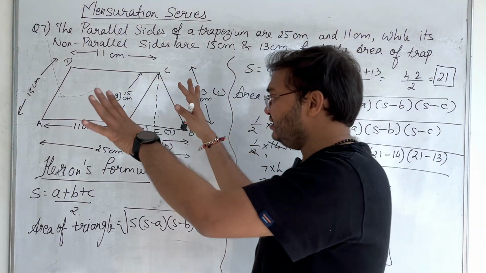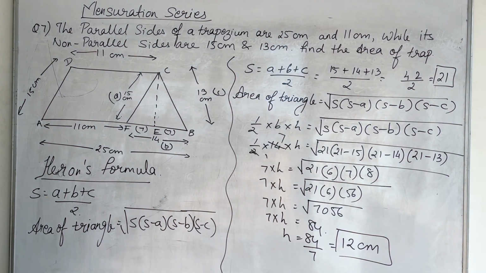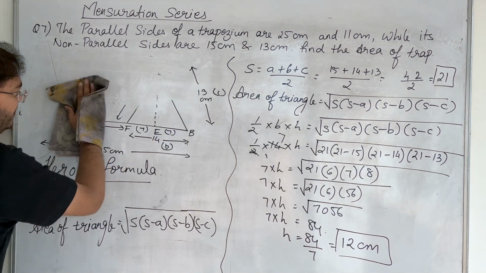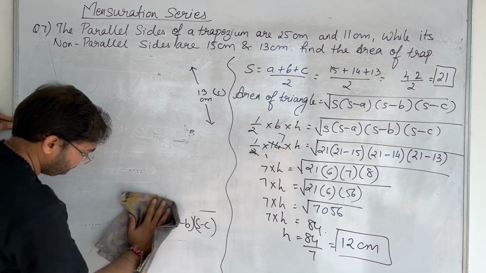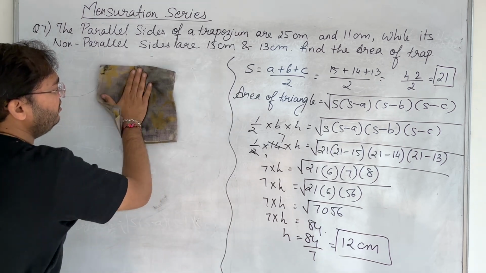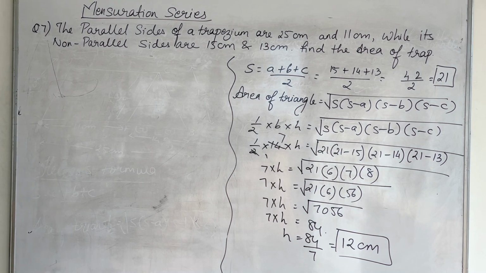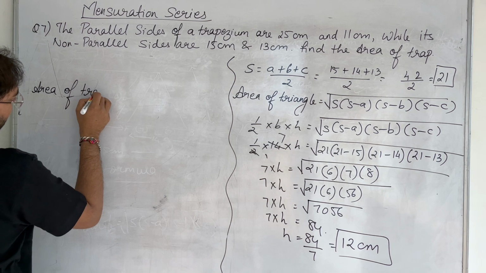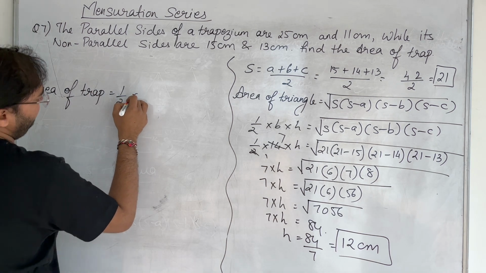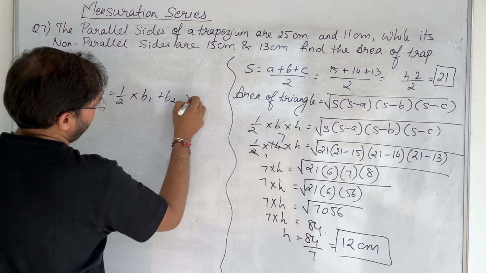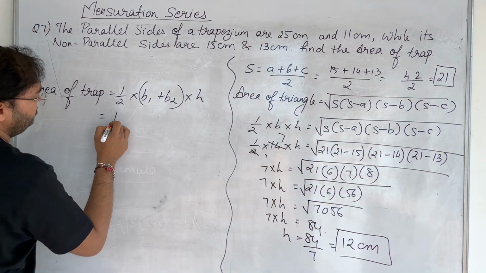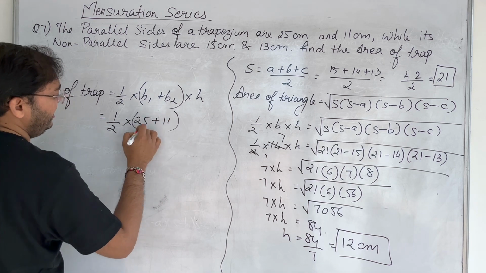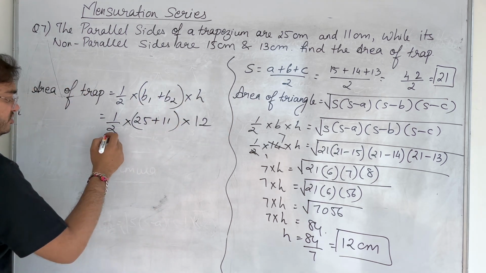Now I'm going to erase this diagram so that we could find the area of the trapezium. Now we know the height. So when I erase, we will be solving over here. That is the area of trapezium, which is equals to half into B1 plus B2 into height. So half as it is, base 1 is 25 plus base 2 is 11 into height. I recently found that, that is 12.